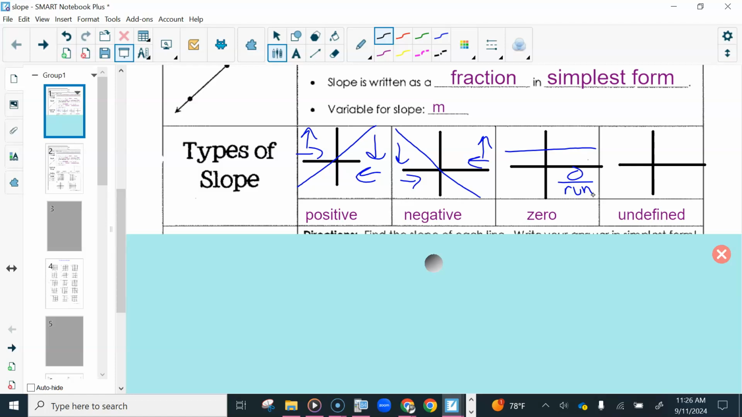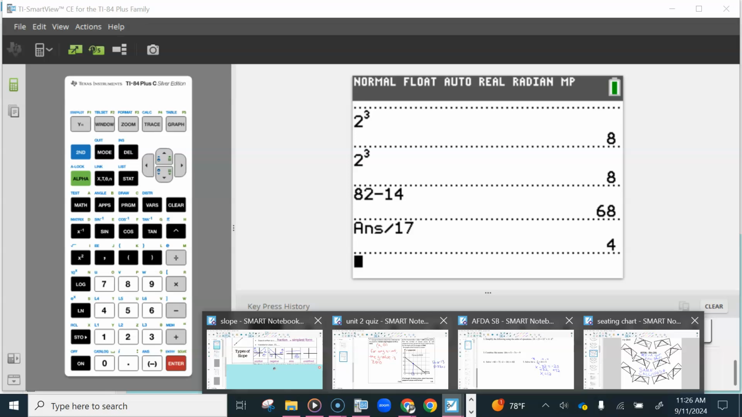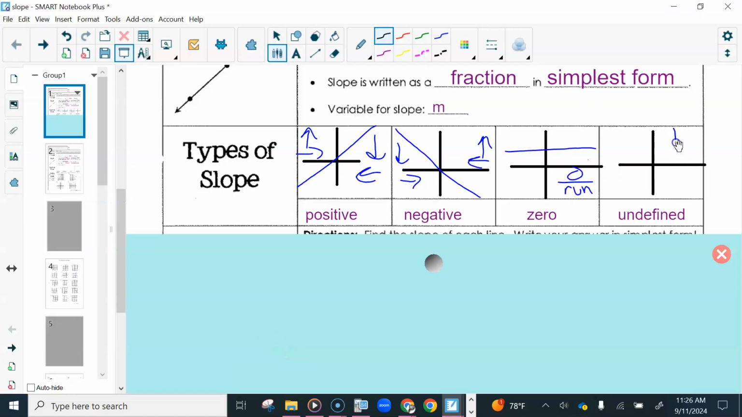Undefined is going to be a straight vertical line. Whoa. There it is. And here, I am moving up and down, so I should probably have arrows on these lines. Okay. So I am moving up and down this line, but am I moving left or right? Because this one's just straight up and down, so I am moving up and down, but I'm not moving left or right.